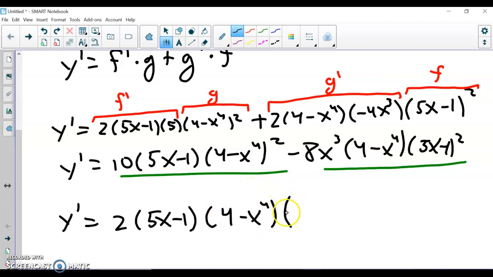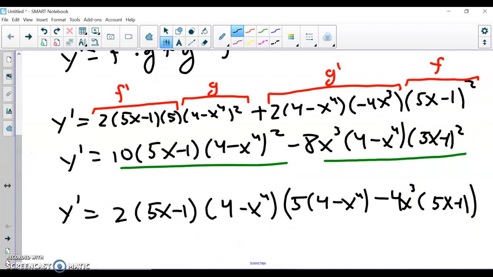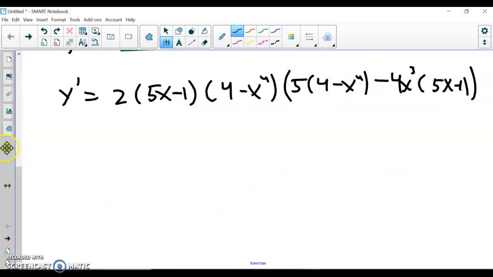And that leaves behind, in parentheses, we pulled out a 2. So from that 10, now we got a 5. We pulled that out, it's gone. But we did leave behind one factor of 4 minus x to the 4th. Now we get the minus sign, and we pulled a 2 from that 8, so that's a 4x cubed. And we pulled out the 4 minus x to the 4th, and we did leave behind one factor of 5x minus 1. So really all that's left to do now is combine like terms.